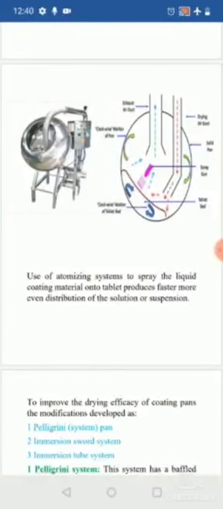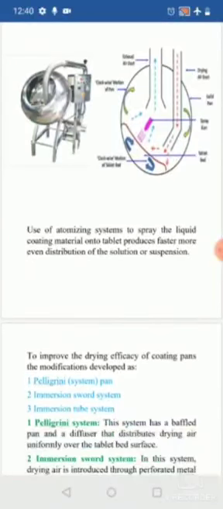Okay, so to improve the drying efficiency, these conventional or traditional coating pans are modified, and they are of three types. One is the Pellegrini system, one is the immersion sword system, and one is the immersion tube system. It means the same conventional coating pan system, fitted with a sword or a tube, is again categorized into three types.